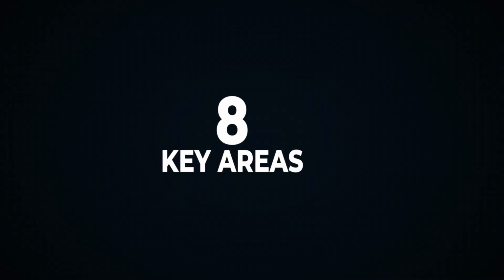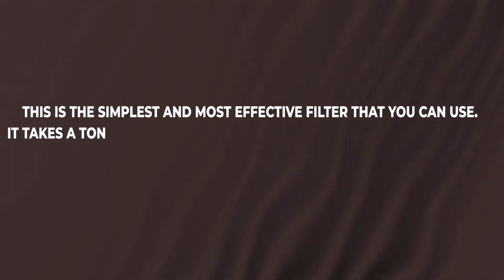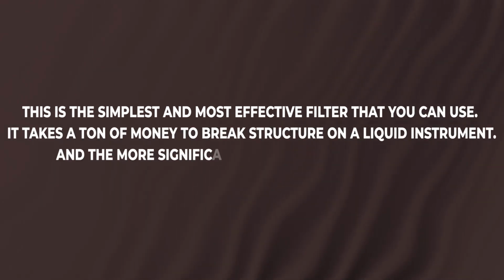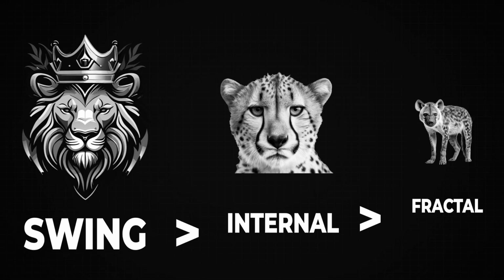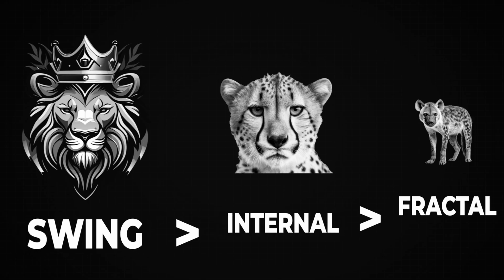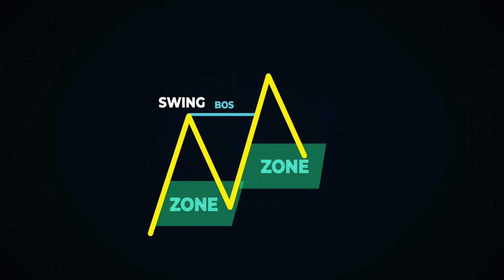There are 8 key areas for us to focus on, and the first is whether the zone led to a break of structure. This is the simplest and most effective filter that you can use. It takes a ton of money to break structure on a liquid instrument, and the more significant the structure breaks, the more significant the zone. Swing structure is stronger than internal, which is stronger than fractal. So zones that cause a break of swing structure are going to be the most likely ones to cause the next break of swing structure.